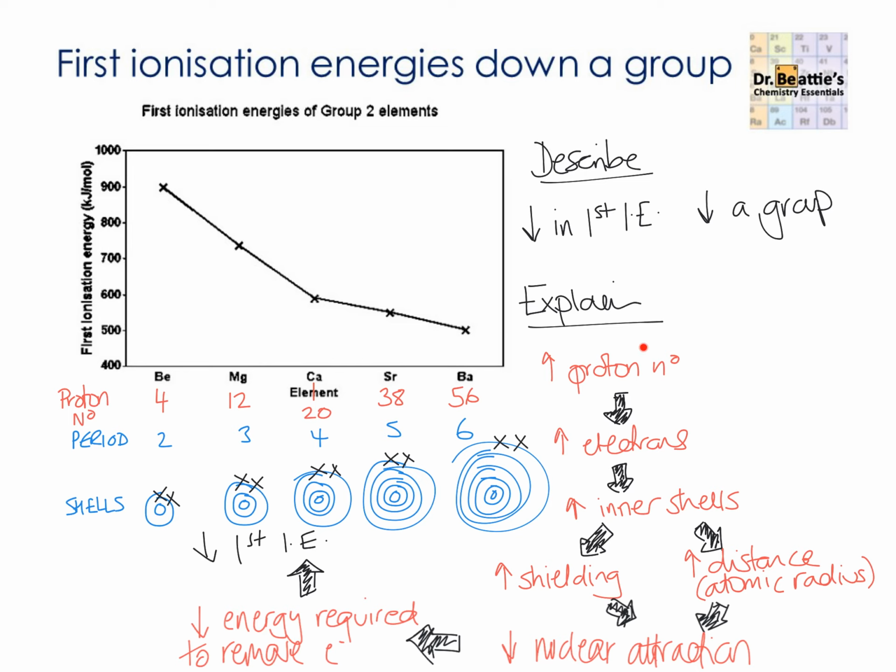Now, one thing to note, even though we're increasing the proton number and therefore we're increasing the nuclear charge in the center of our atoms, this is all offset by these effects of the inner shells. And so this set of ideas is ignored when dealing with this explanation of the first ionization energies down a group.